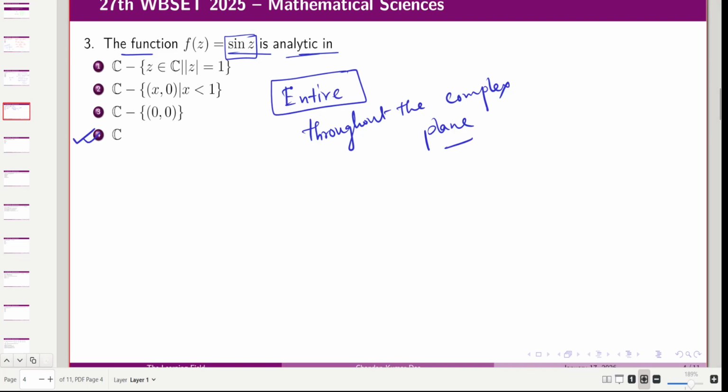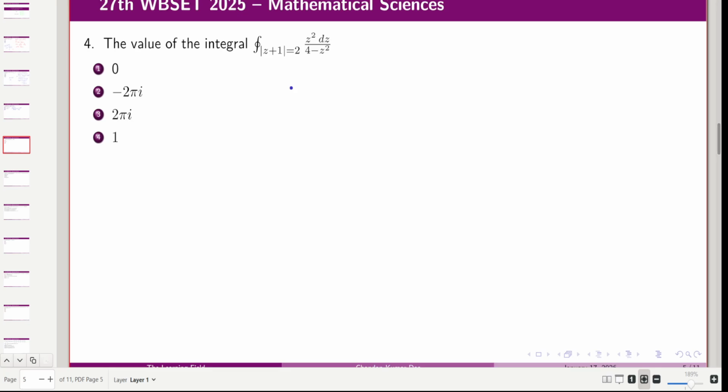That means complete C. No need to check these three options, because sin z and cos z are analytic in the full complex domain. Fine. So this is a very easy question. Question number 4 is this one.